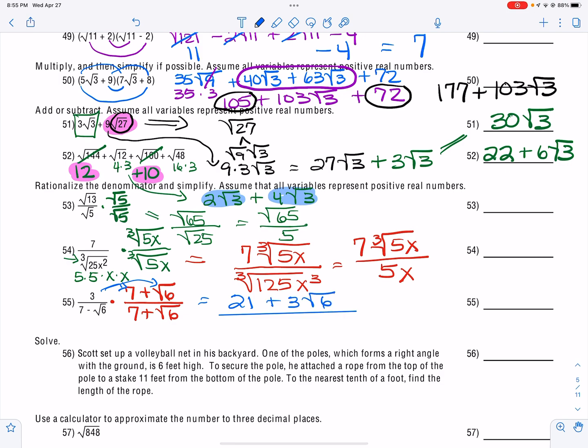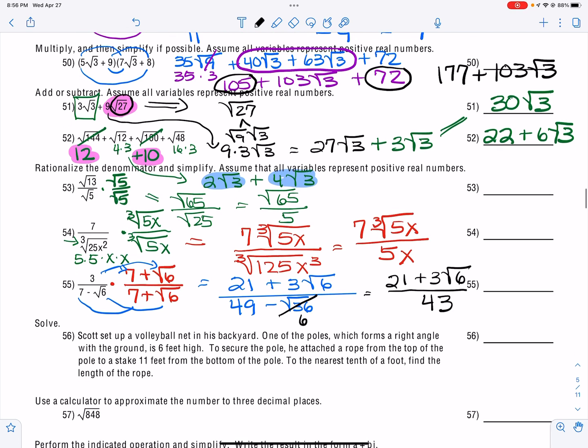And remember, the reason that I do the conjugate is so that I only have to do the first, 7 times 7, and the last, negative square root of 36. And that can be simplified to 6. So my numerator stays 21 plus 3 radical 6 over 49 minus 6 is 43.